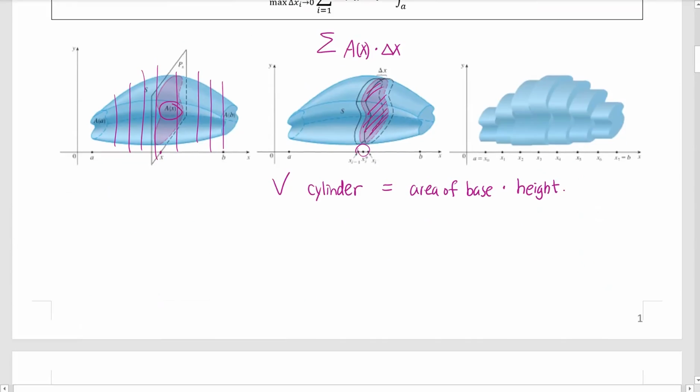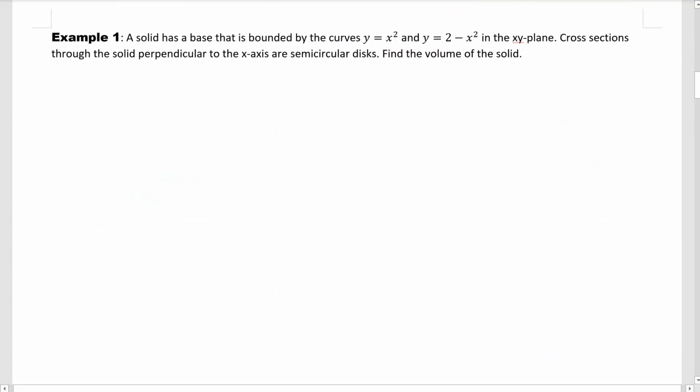Let's solve our example. So example 1. A solid has a base that is bounded by the curves y equals x squared and y equals 2 minus x squared in the xy-plane. Cross-sections through the solid perpendicular to the x-axis are semicircular disks. Find the volume of the solid. Okay, so first of all, let's look at the 2D picture. So let's look at the base. What's the base? So let's draw the base.